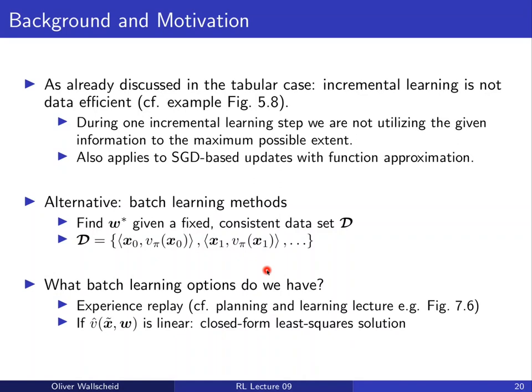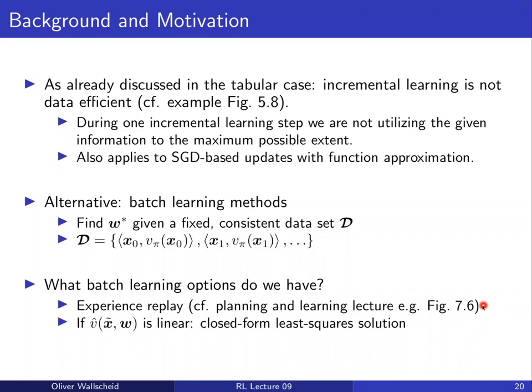However, if we have that data set available with that requirement as mentioned, then we have basically two options for batch learning. The first one is to apply experience replay, which you also already know in the tabular case from planning and learning in the Dyna framework. And the second one is, let's say, a special case. If our function approximator is a linear function approximator, then we can apply closed form least squares solutions.